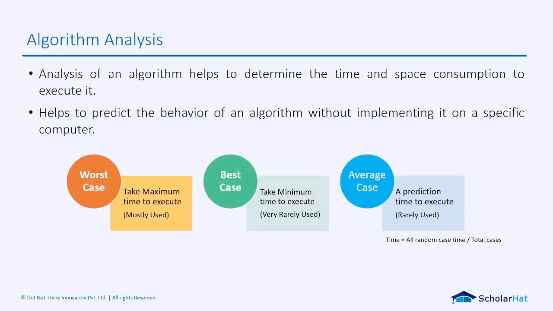When we talk about the analysis we do, we say worst case, best case, and average case. The worst case is the one which takes the maximum time to execute. The best case is the case where it takes minimum time to execute. And the average case is going to take a predicted, typical time to execute. So these are all the algorithm analysis cases.